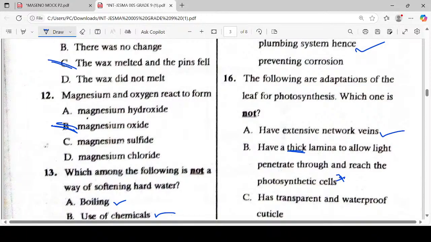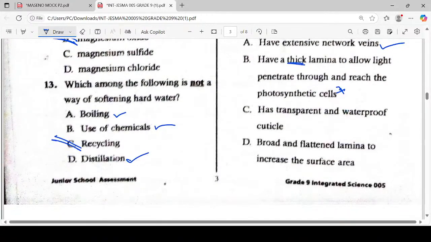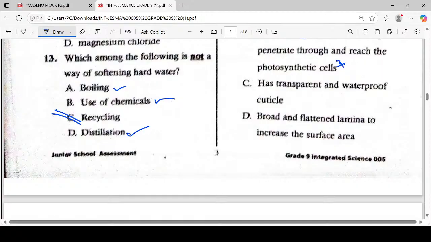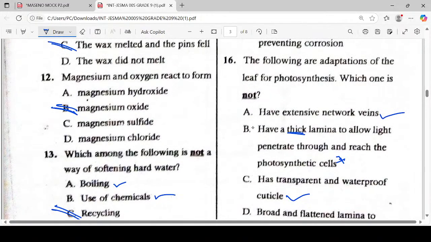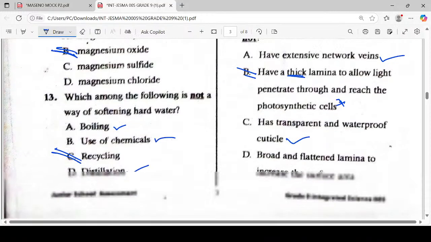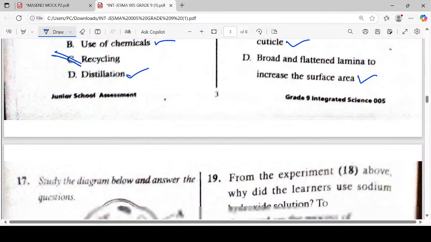Has a transparent and waterproof cuticle. Yes. Has a broad and flattened lamina to increase the surface area for the process. Yes. So the odd answer here is B for boy, because it should have a thin lamina, not thick. Let's look at question number 17 now.